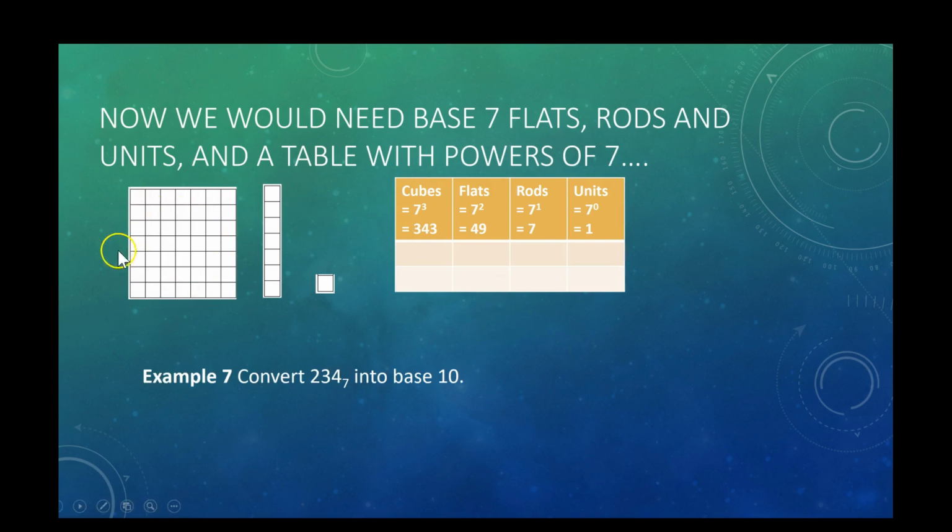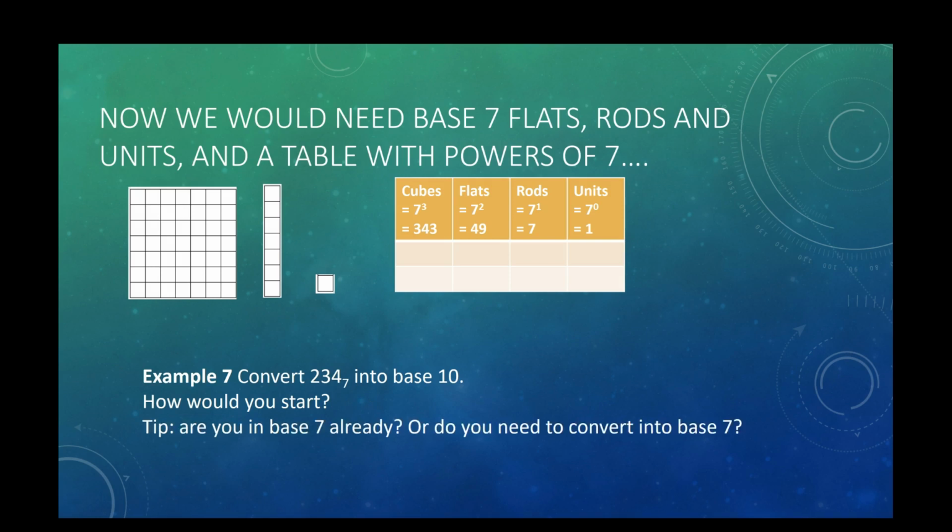Here, notice that our base 7 flat is 7 by 7, or 7 squared, which is 49. Our base 7 rod is just 7 to the first power, and our base 7 unit is 7 to the 0 power, which is 1. The only thing I haven't pictured here is the cube. So let's look at 2, 3, 4 with a little 7. How would we start converting this number into base 10?